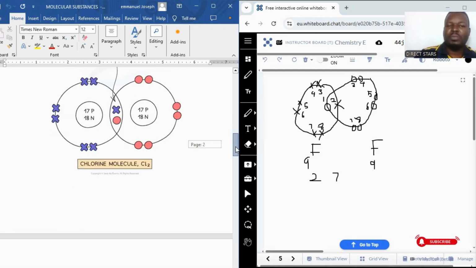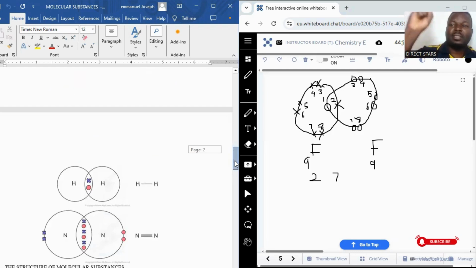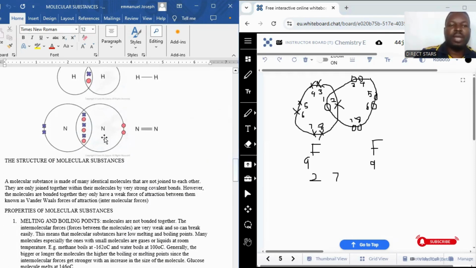This explains why chlorine molecules are diatomic. You can see chlorine existing as just Cl. It has to exist as Cl2 for stability. Same thing applies to nitrogen.